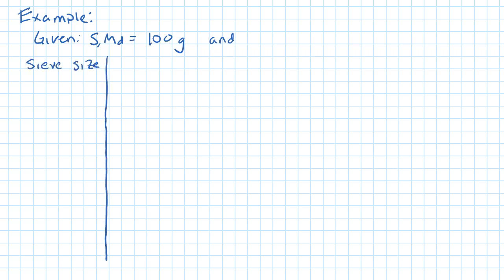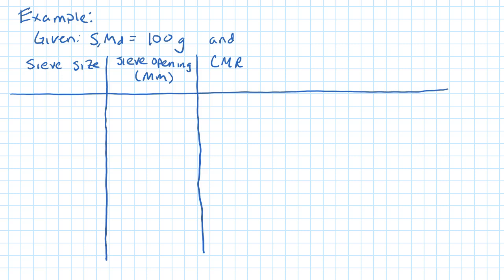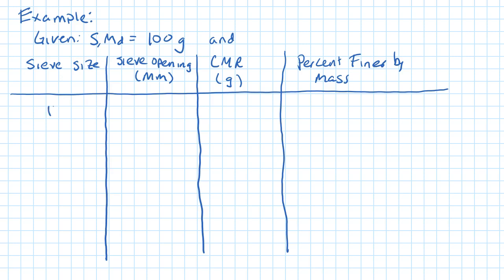We'll go work on an example quickly. Given that we have a soil sample with a dry mass of 100 grams, and the following sieve information. So we've taken this 100 grams of soil, placed it in the sieve, shaken it for 10 or 15 minutes, and now we are going to record the results from that test. So we have our sieve size, our sieve opening, the cumulative mass retained on each given sieve, and then our calculation, which will be the percent finer by mass.